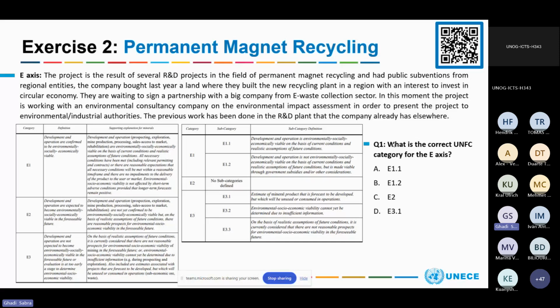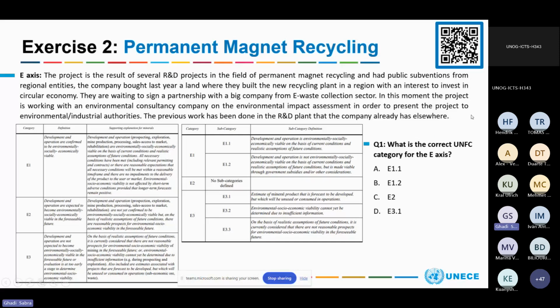E-axis? Here, it's a bit different. We're talking about a recycling project and we include the subcategories for the E-axis. So is it E1.1, E1.2, E2, or E3.1? Viable with the subcategory definitions, potentially viable, no subcategory definitions, or non-viable.